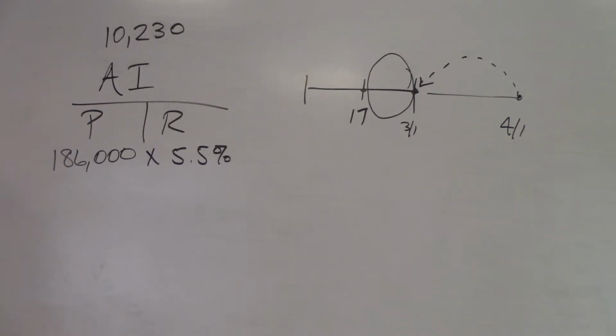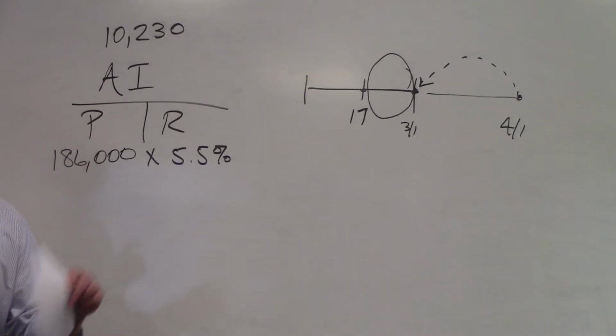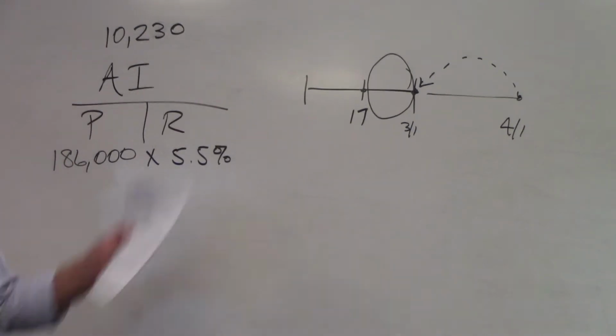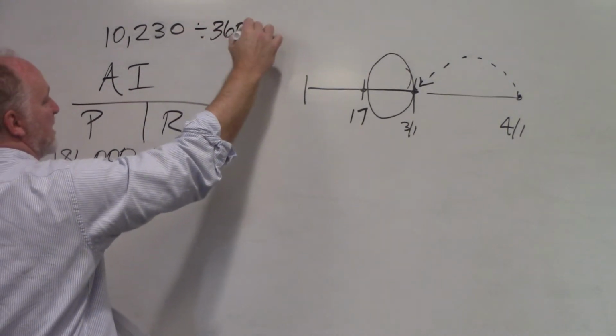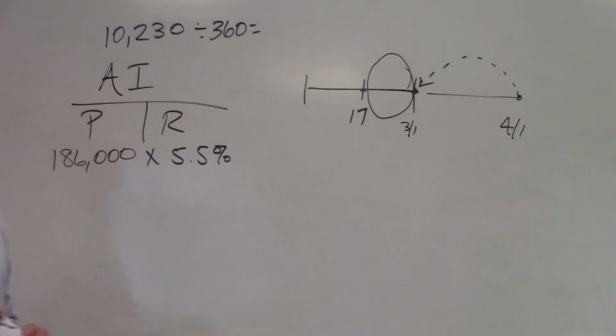What we need to know when we're solving for interim interest is how much you paid on a daily basis. This is simple interest. So if you just take that number, and remember, in this problem, unless we tell you otherwise, there are 360 days in a year. So let's divide this by 360. What's that number, please? $28.42.